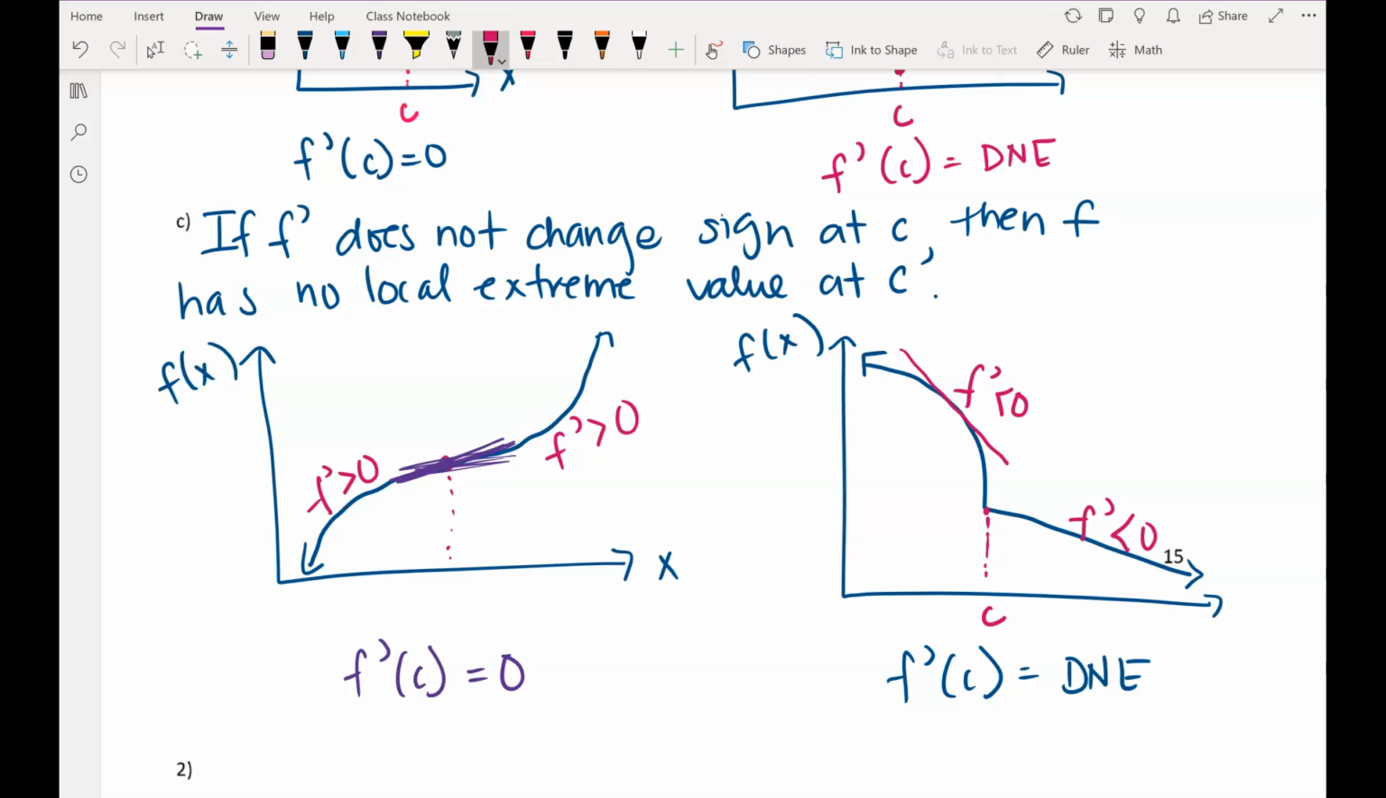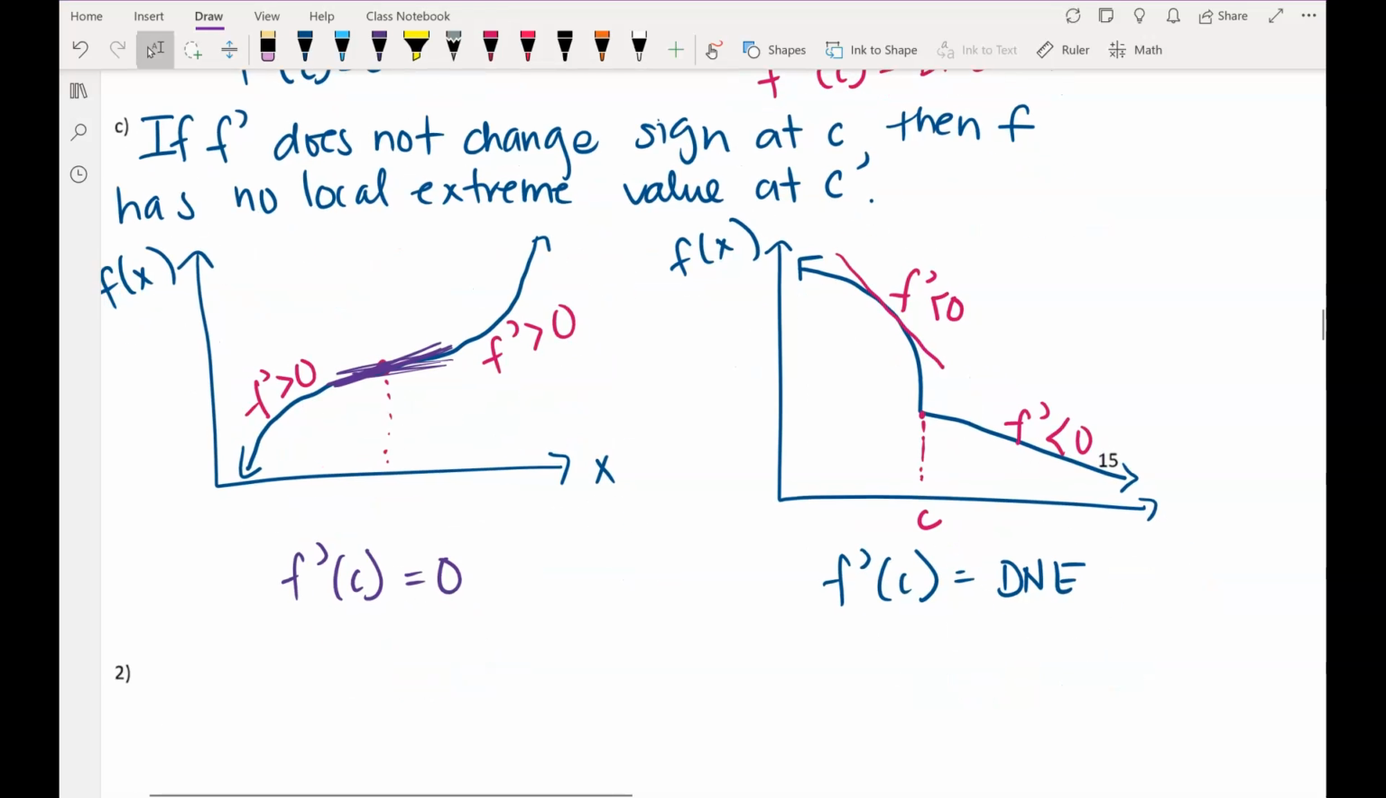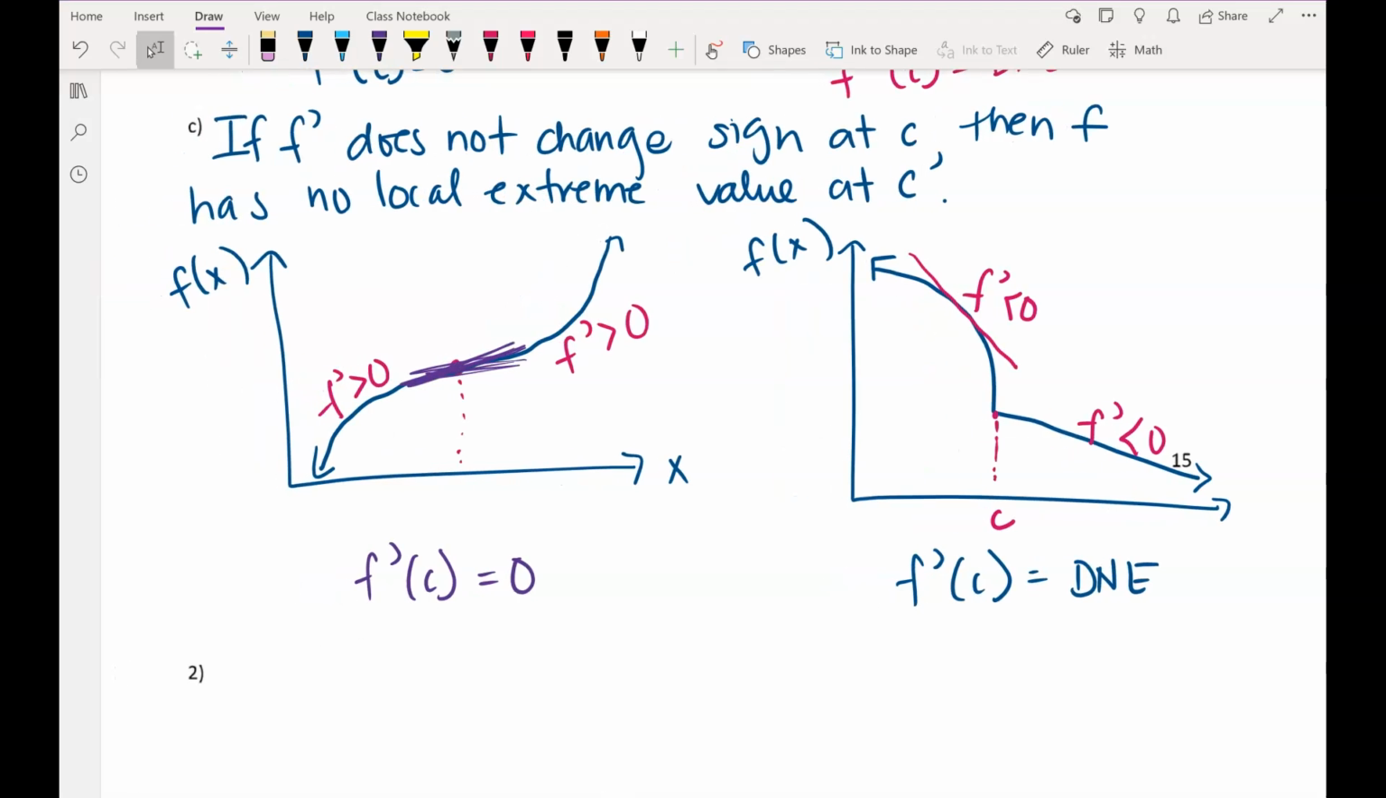Even though the slope on the left and right are different, they're both negative. Mind you, this is just a made-up sketch. So the derivative doesn't exist, but there's no sign change, so it's still not an extreme value location.